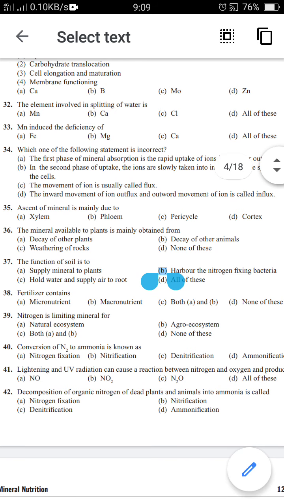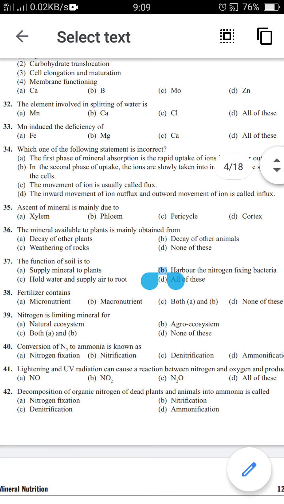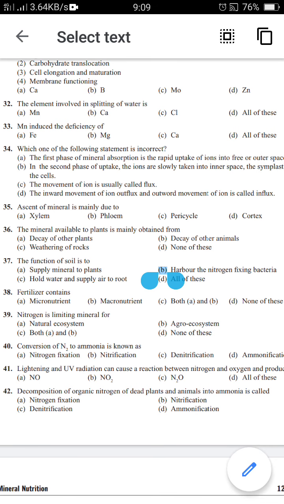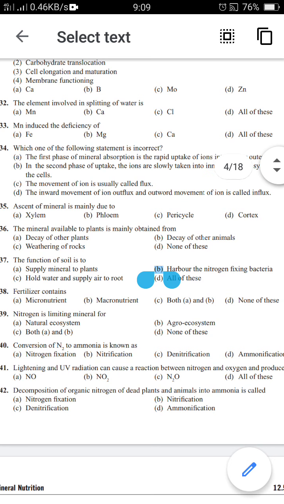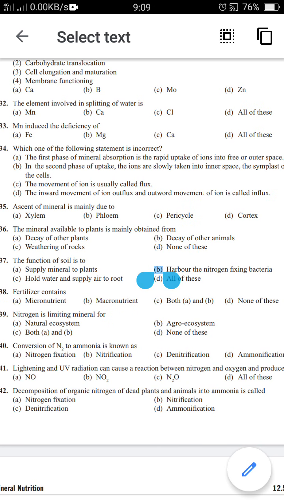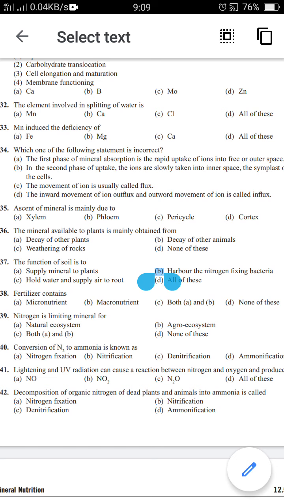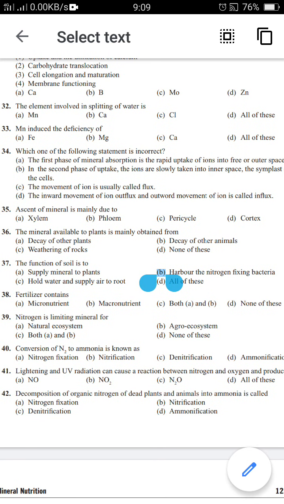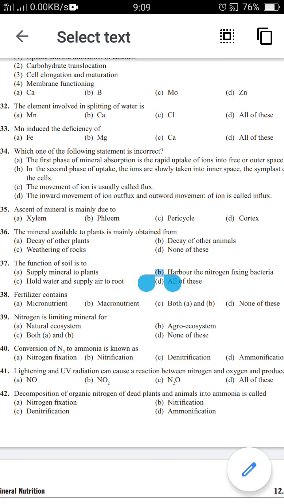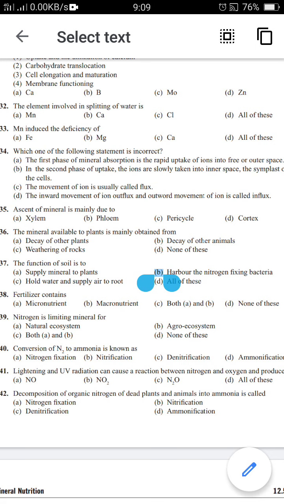Next, 39 question. Nitrogen is limiting mineral for option A, natural ecosystem, option B, agro ecosystem, option C, both A and B, and option D, none of the above. So the correct answer for this question is option C, both A and B.